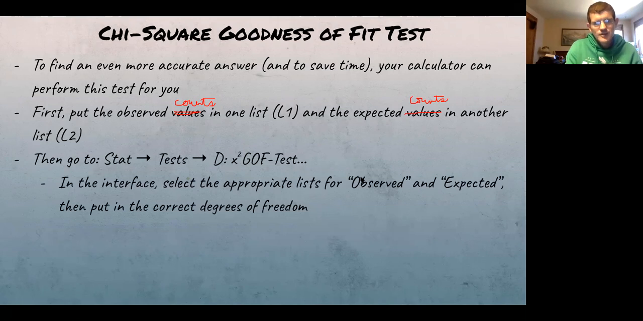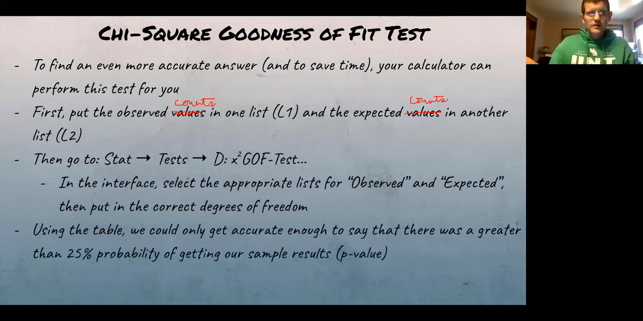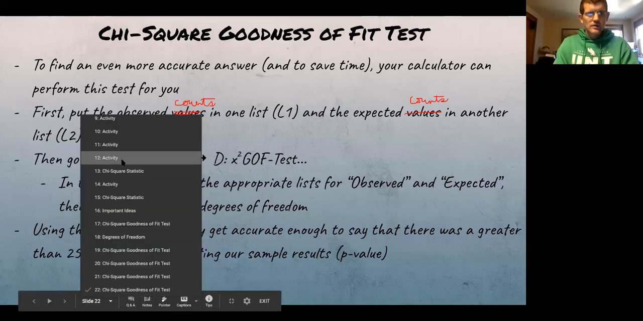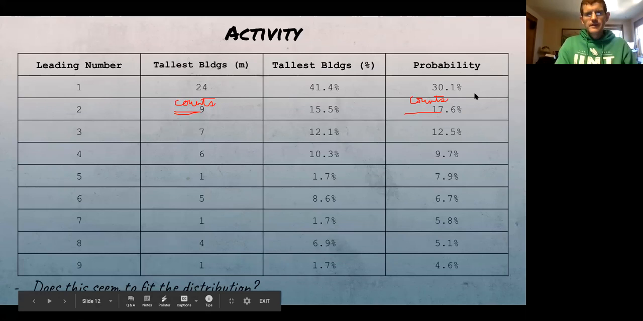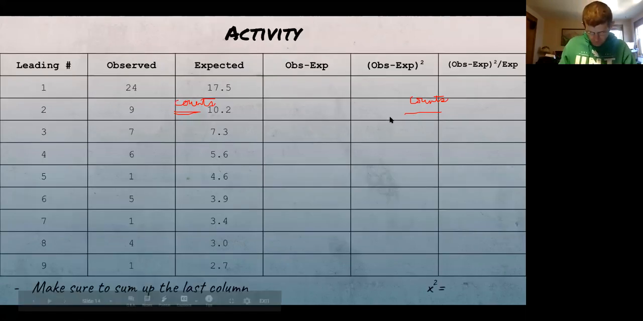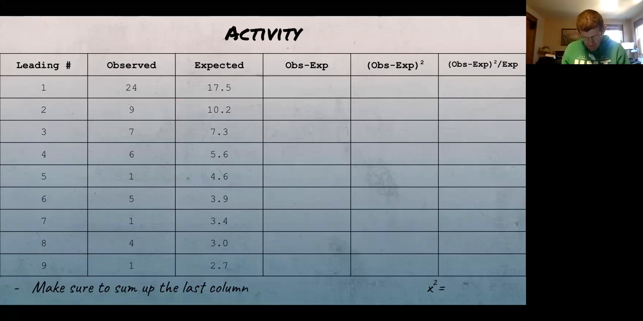Okay, so we could only get accurate enough to say it was greater than 25%. Let's figure out the true one. I'm going to go back now to this page. No, it's not this one. I'm sorry. This one. Let me clear my writing. All right, and now you can plug your observed in list 1, your expected in list 2, and then just go back to your stat tests, goodness of fit test, use those 2 lists and figure out your chi-square statistic and your p-value.